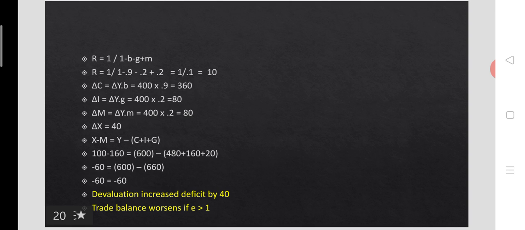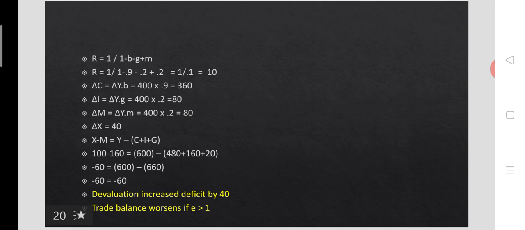And here delta X is 40, that means export increased by 40, and the equation here is written as X minus M, that is the trade balance, is equal to Y minus A, or Y minus C plus I plus G. C plus I plus G is termed as A, or domestic expenditure. Export was originally 60, it is increased by 40, then total export is 100 and total import is 160. Import is increased by 80. Originally it was 80, then 80 plus 80 is 160.